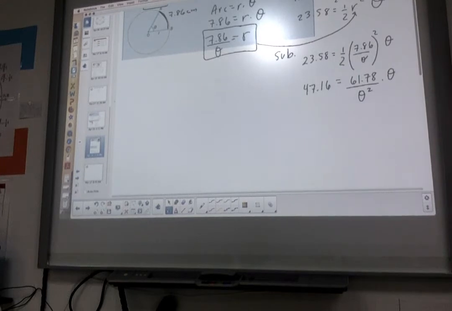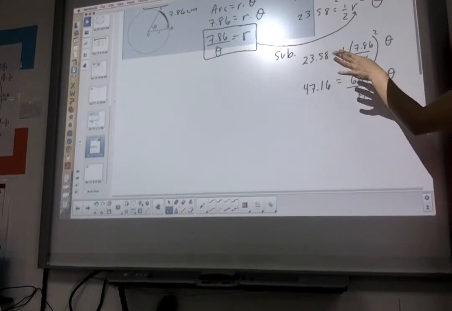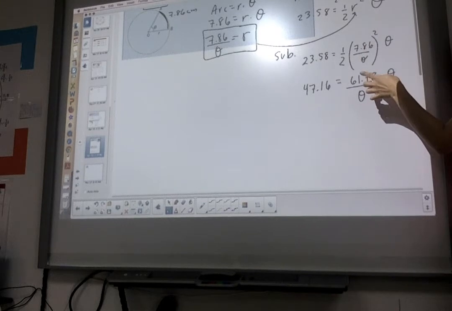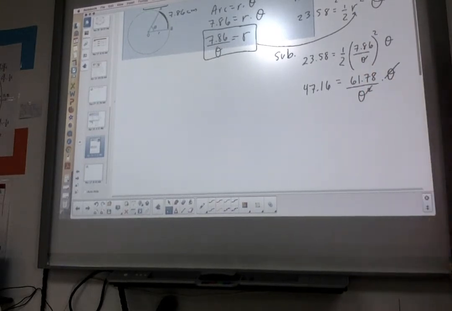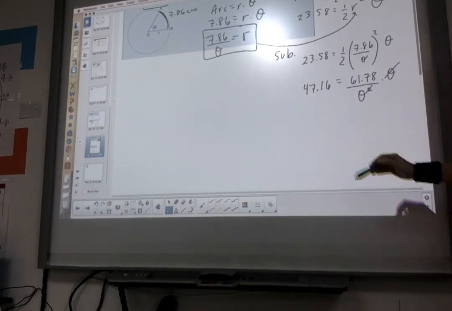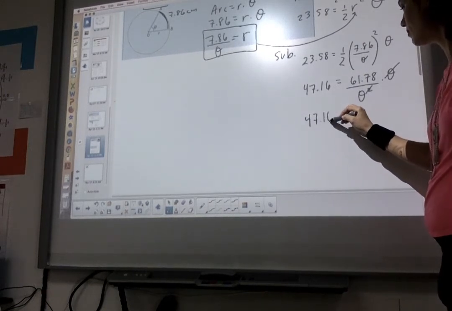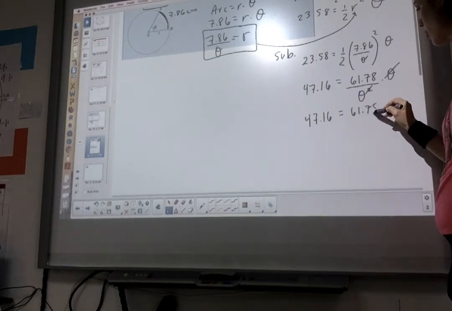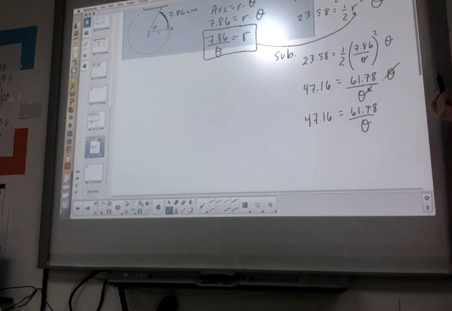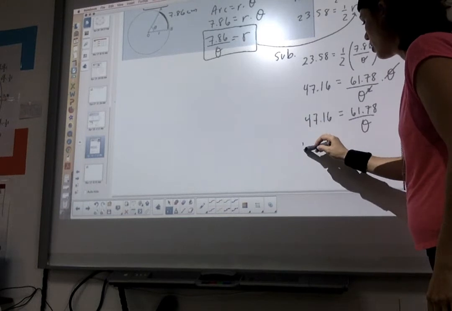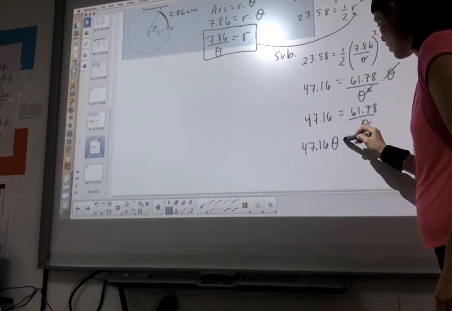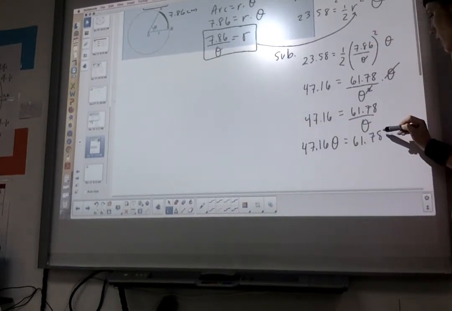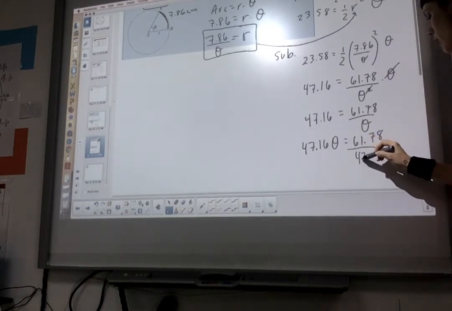Did I lose anybody? No. So we multiplied by 2 to get rid of the half. And then we squared the 7.86 and we squared the theta. 1 theta on top cancels out with 1 theta on the bottom. So you're just left with this, right? And then what? You're trying to solve for theta. Multiply by theta and then divide by 47.16.